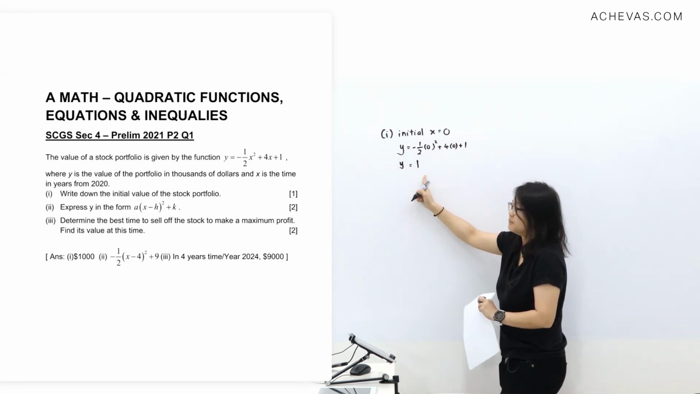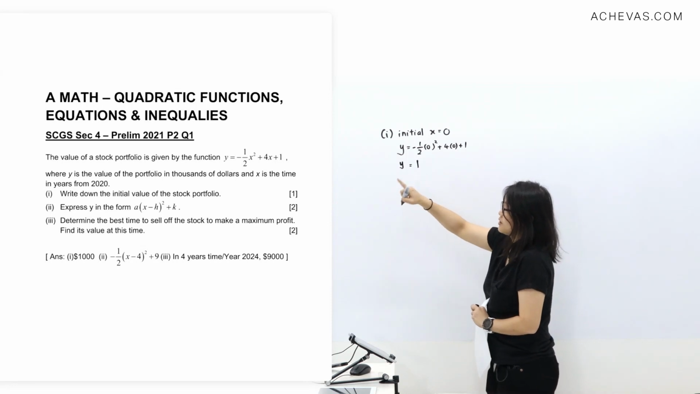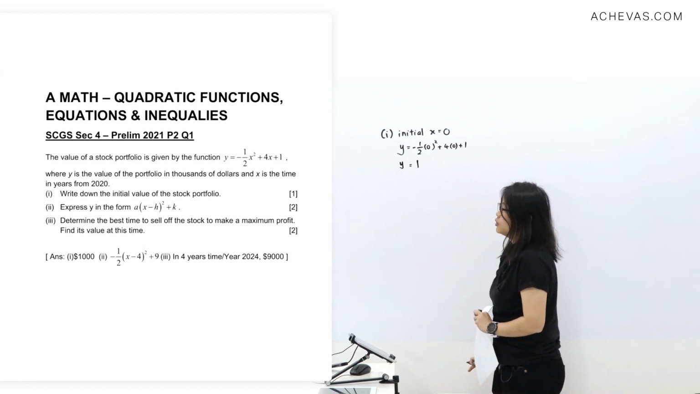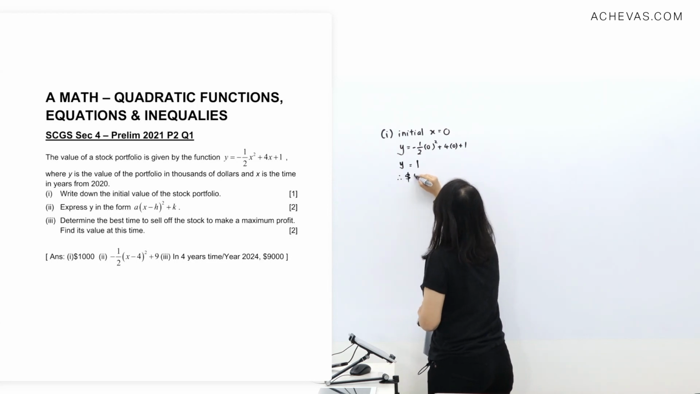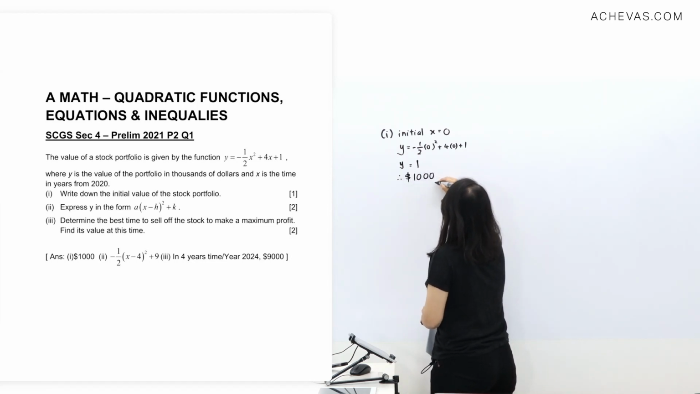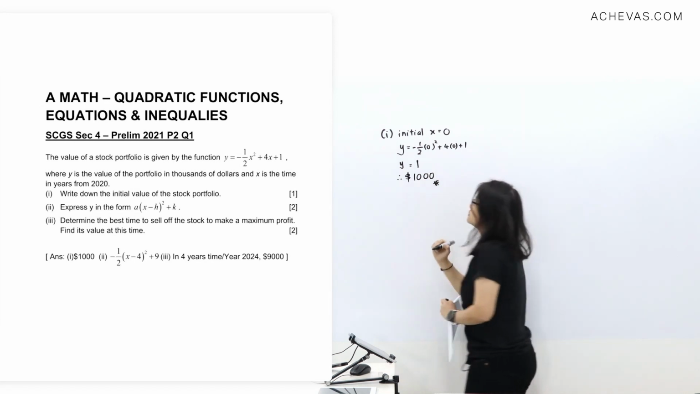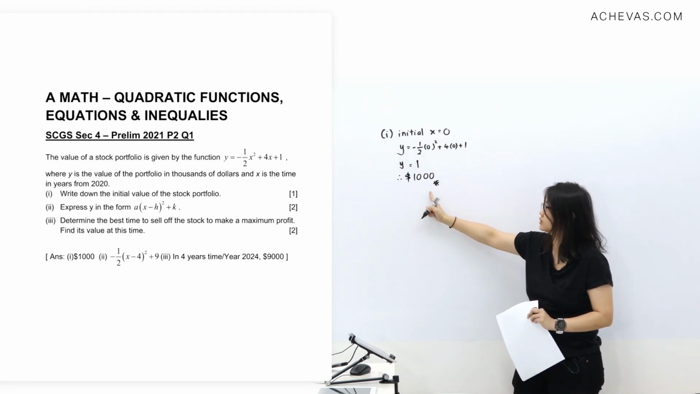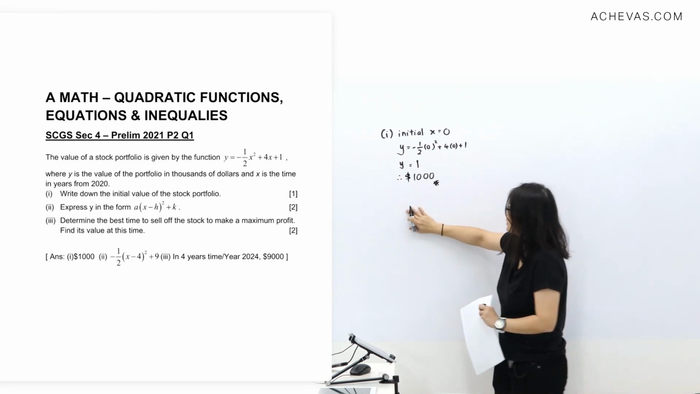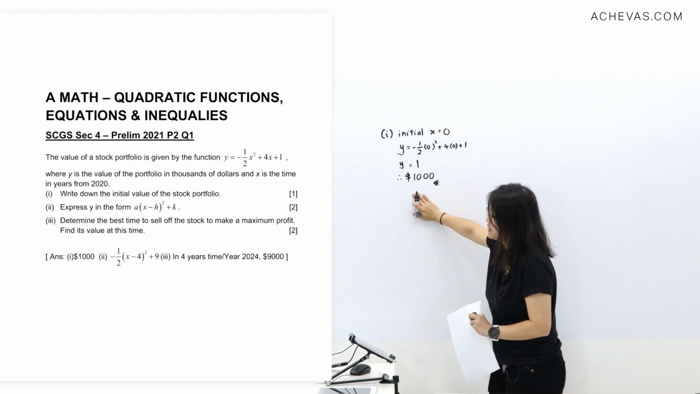That's why I'm emphasizing that y is the value of the portfolio in thousands of dollars. So your final answer should be 1,000. Although it's possible that the stock is at $1, so just take note, this is a bit catchy from the word thousands. Okay, that's question 1.